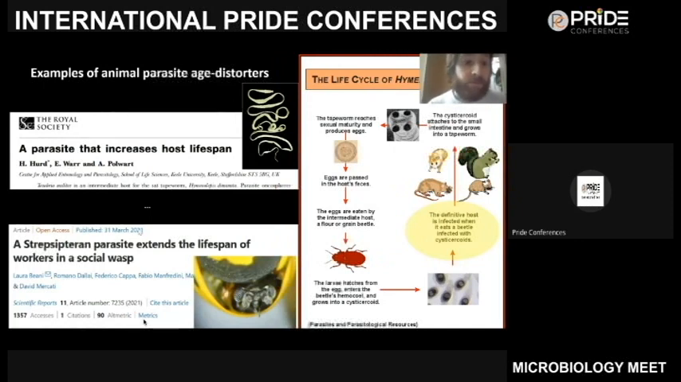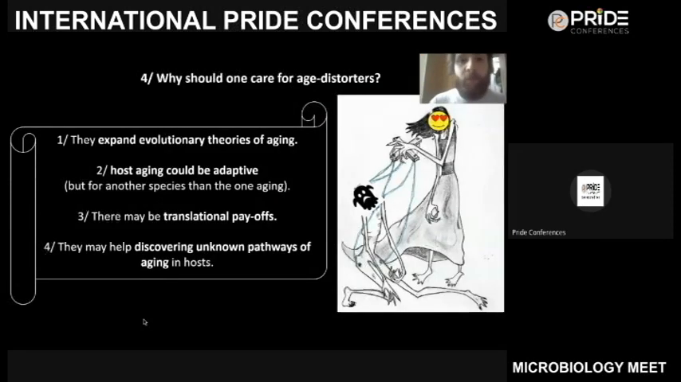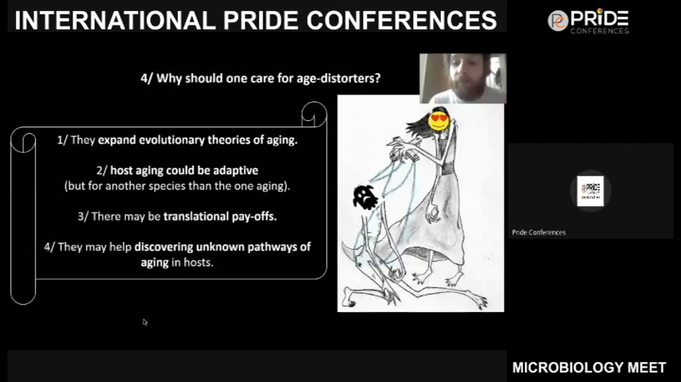And this, for example, is a very recent case of a paper where, likewise, a parasite is expanding the lifespan of its host for its own benefit. But why should one care about age distorters? Is the next question, really. I will tell you that they will extend the current evolutionary theory of aging, because this theory had a blind spot, and now we are filling in the blind spot.